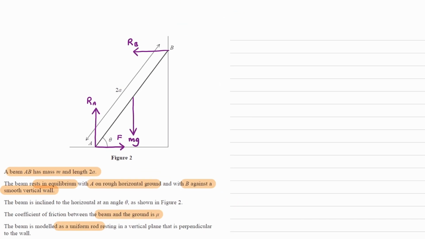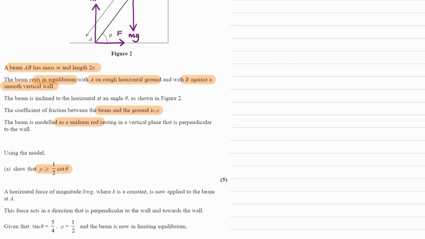Let's think about what we want to do. We're trying to show that mu is greater than or equal to a half cot theta. So there's a few equations and an inequality that we can form in this scenario. The inequality that we can form is that friction must be less than or equal to mu R. That's the only way that we can get an inequality in this scenario. But as you can see, that is not the equation that we have here. So we need to involve some other equations too.